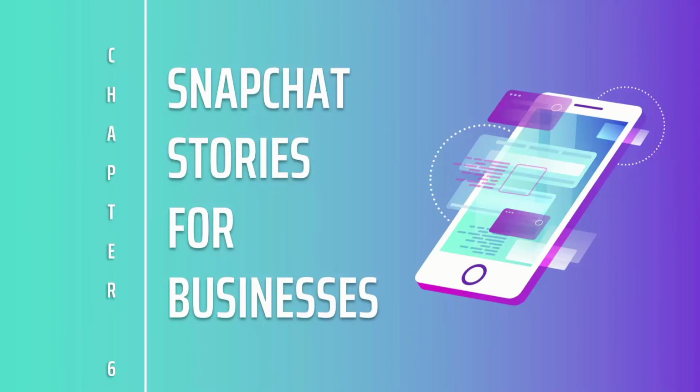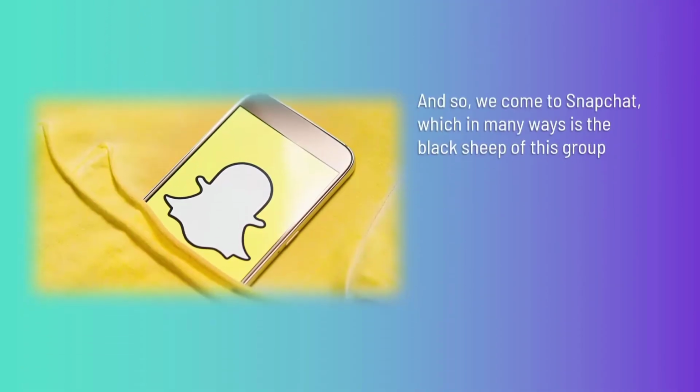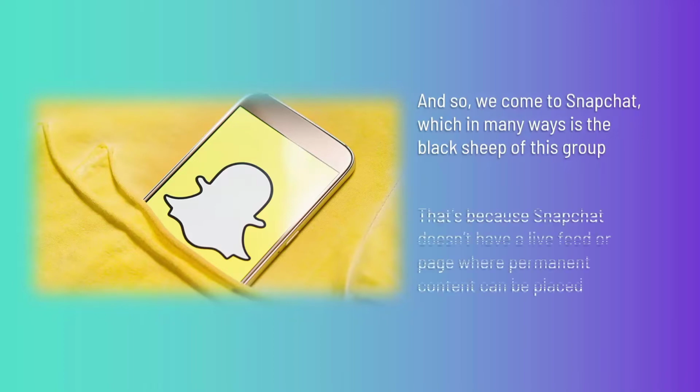Snapchat Stories for Businesses. And so we come to Snapchat, which in many ways is the black sheep of this group. Snapchat is the one that started it all, of course, but it's also the one that in some ways is the most limiting for marketers. That's because Snapchat doesn't have a live feed or page where permanent content can be placed. It also lacks some of the advanced tools that other platforms benefit from.